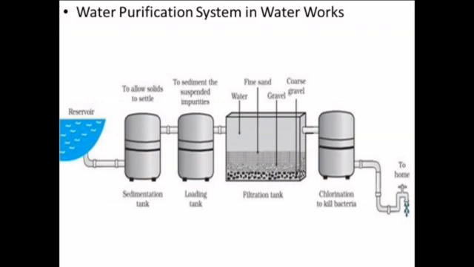During the process of water purification, water which comes to the filtration tank has impurities and suspended particles. The filtration tank has three layers: a fine sand layer at the top, a coarse sand layer in the middle, and gravel at the bottom. The layers of sand and gravel act as filters. When water passes through these layers, even the smallest of the suspended particles are removed.